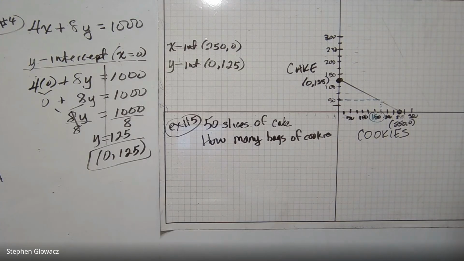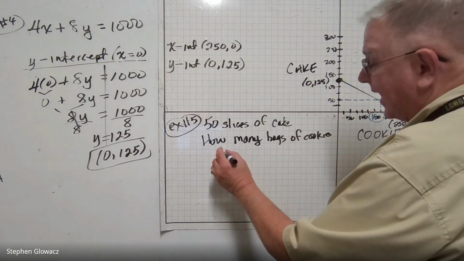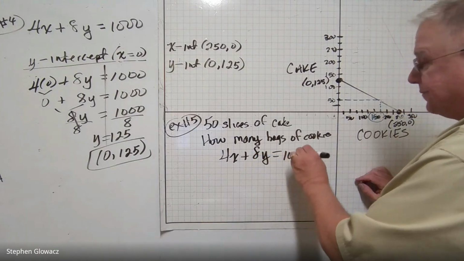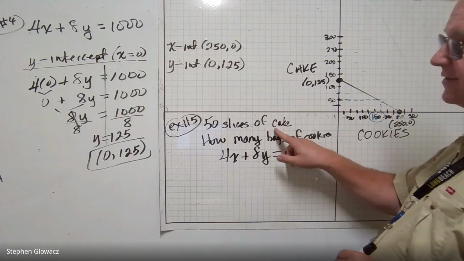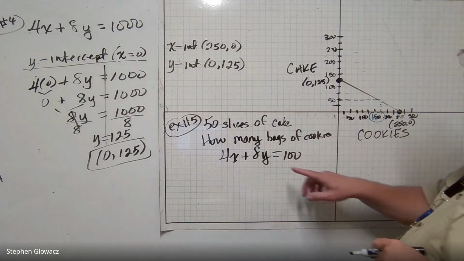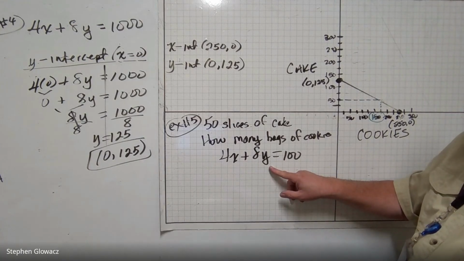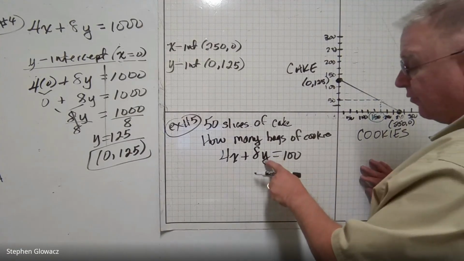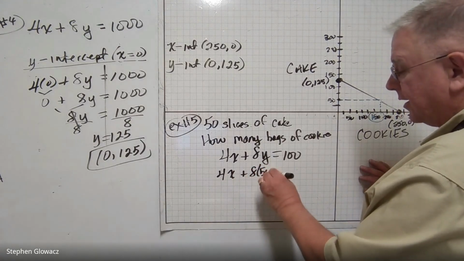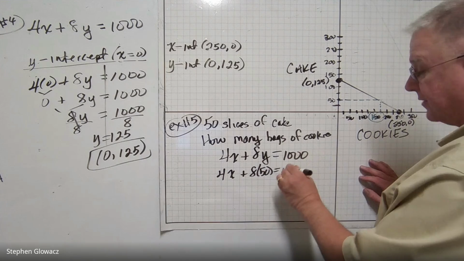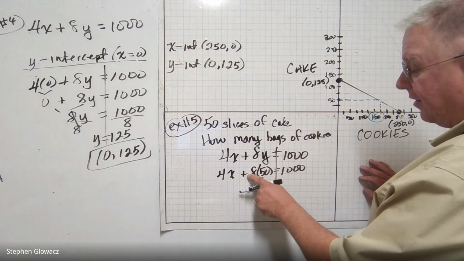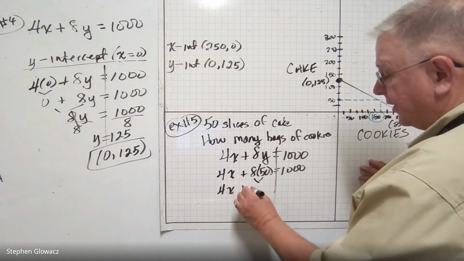The way we're going to do that is very similar to the way we found the x and y intercepts. So we have 4x plus 8y is 1,000. We sold 50 slices of cake. Remember, if you look back at the very top, slices of cake was represented by y. So we're going to substitute 50 in for y. This is 1,000 there, careful. And so we're going to simplify here. 8 times 50 is 400.